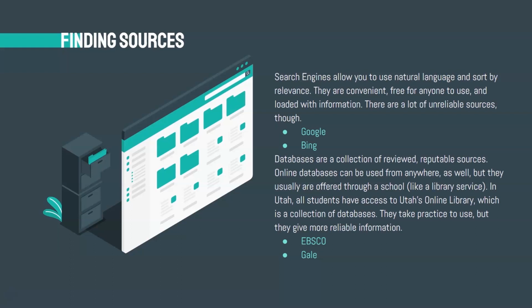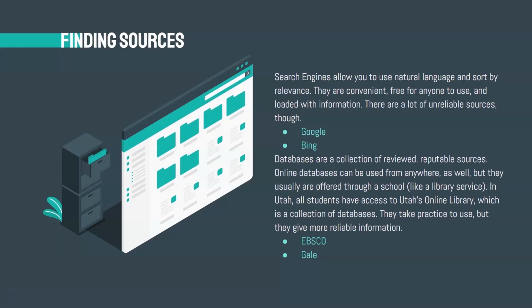And this is what most people use on an everyday basis to look up information. Search engines allow you to use natural language and sort by relevance. So these are things like Google and Bing. You just type a question or whatever, and you'll probably find information related to that. There is a ton of information. It is convenient, it's free, and unfortunately there's a lot of unreliable sources and advertisements mixed in with the rest of the information that's probably better. You can still find good information using search engines. You just have to do more work to look through it and make sure it's credible before using it in research.